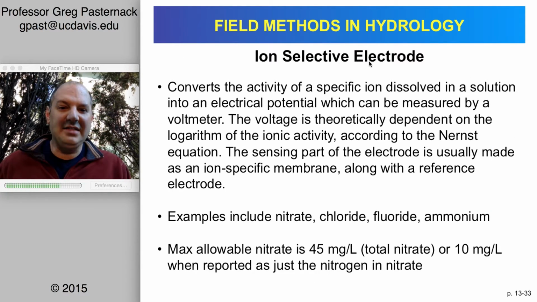Okay, so this ion selective electrode, that's what I was looking for. So it's making a conversion to a voltage, and then you have a calibration for that. Just want to note that as sort of an aside, but it's an important thing to be aware of. When we talk about nitrate itself, and I think this might come back in the groundwater information, but 45 milligrams per liter is the maximum allowable for drinking water for total nitrate, or if you only report just the nitrogen in it, it's 10 milligrams per liter.